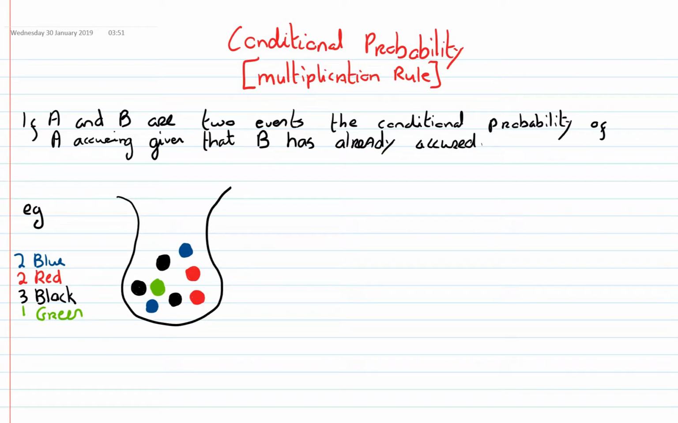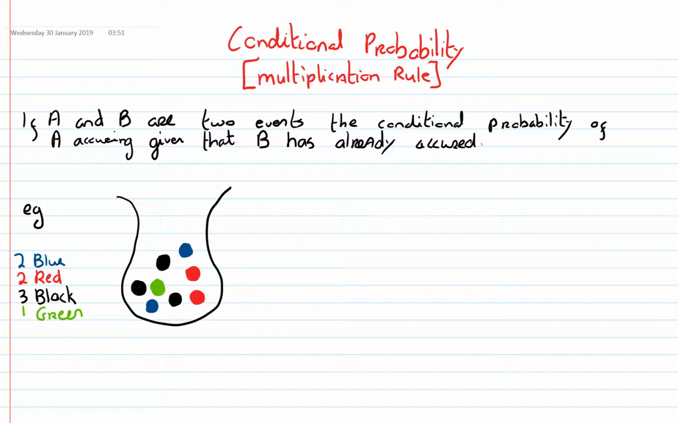Okay guys, this time we're looking at the multiplication rule with conditional probability. So the conditional probability would be, let's say I take a marble out and I don't put it back in. Big difference, because as soon as I take that marble out, all the other probabilities now in the bag change. Okay, so I'll give you an example.